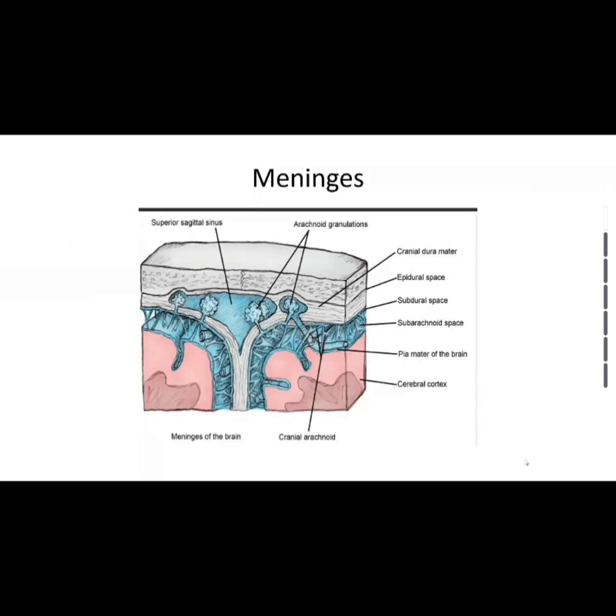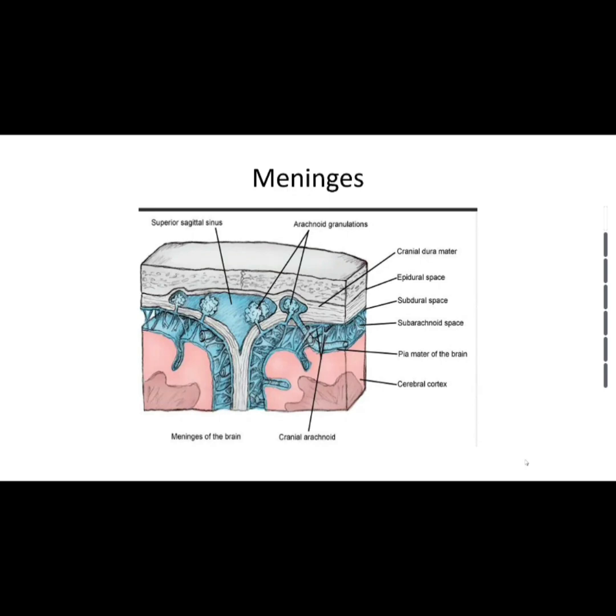And below the arachnoid mater, we have the subarachnoid space. Usually that space is filled with CSF, cerebrospinal fluid. And then after that, we have the pia mater. The pia mater is firmly attached to the brain. It goes through all those sulci and gyri, firmly attached, and it is very thin. So we have those three.